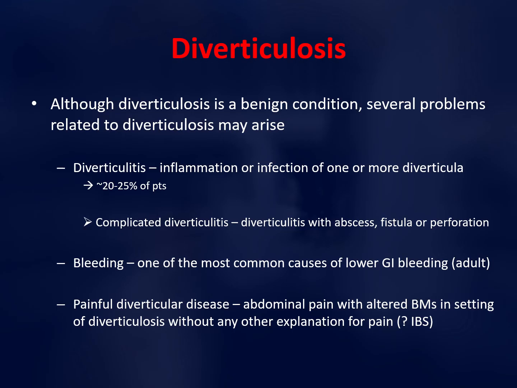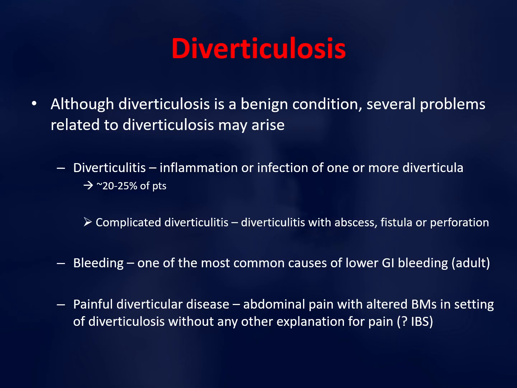Although diverticulosis is a benign condition, several problems related to diverticulosis may arise. So a patient who has these outpouchings or diverticula can encounter, in up to 20 to 25% of cases, what we call diverticulitis, which is inflammation or infection of one or more diverticula. Diverticulitis can be uncomplicated, a very simple case, and it can be complicated diverticulitis.